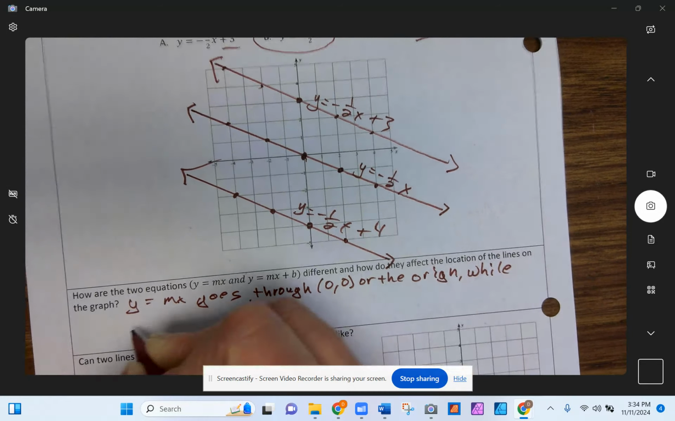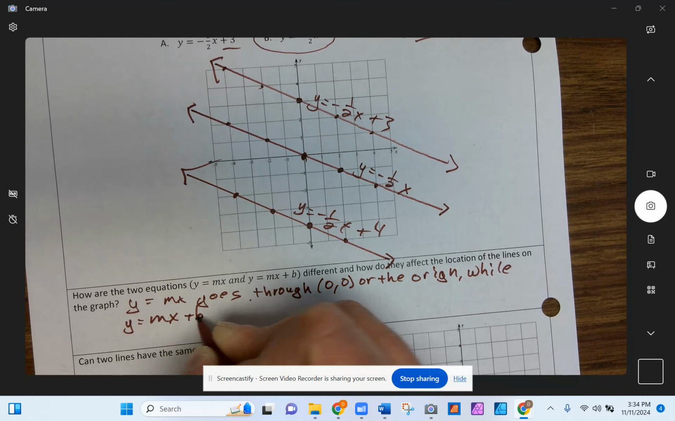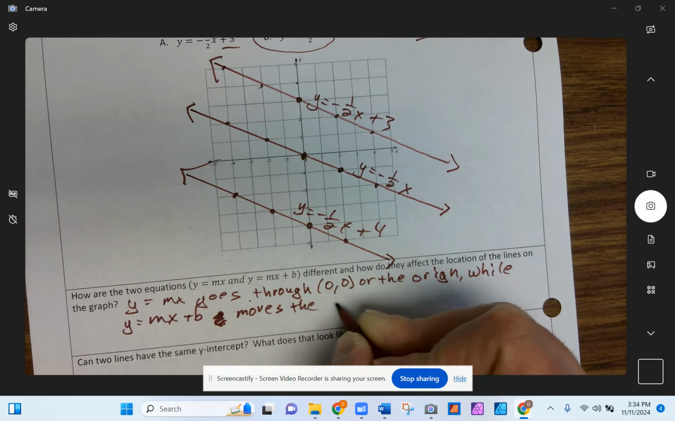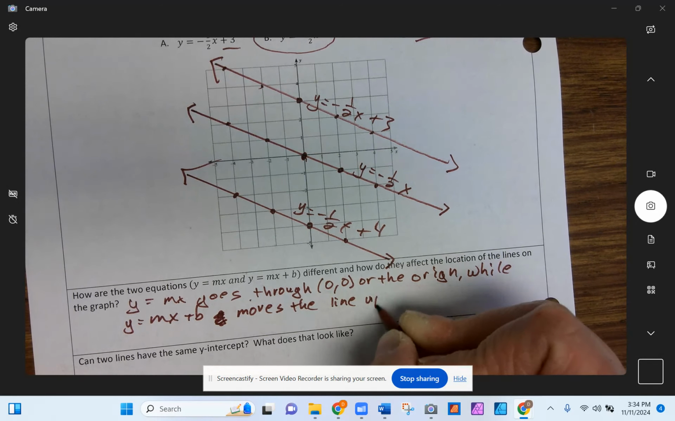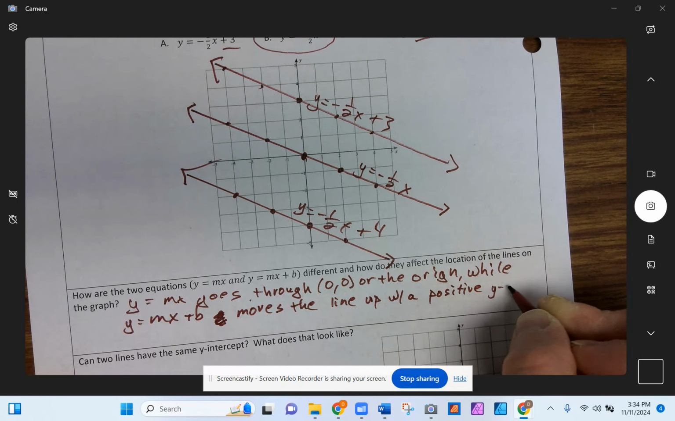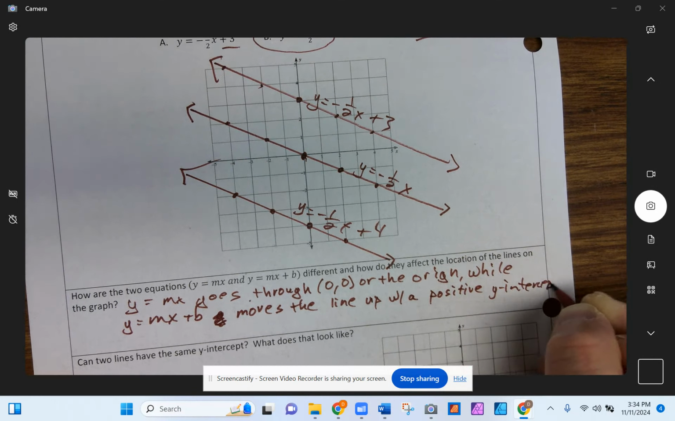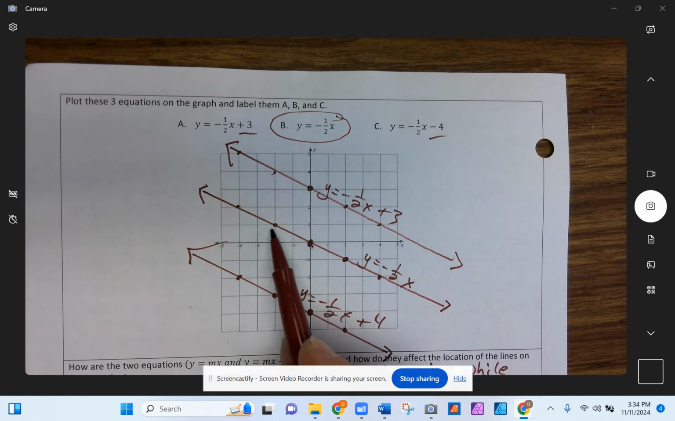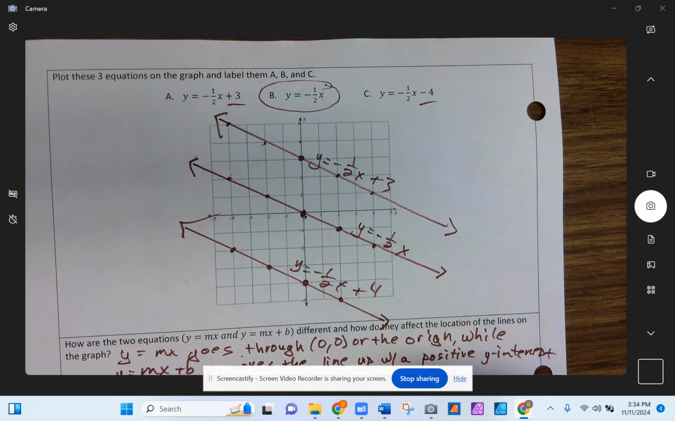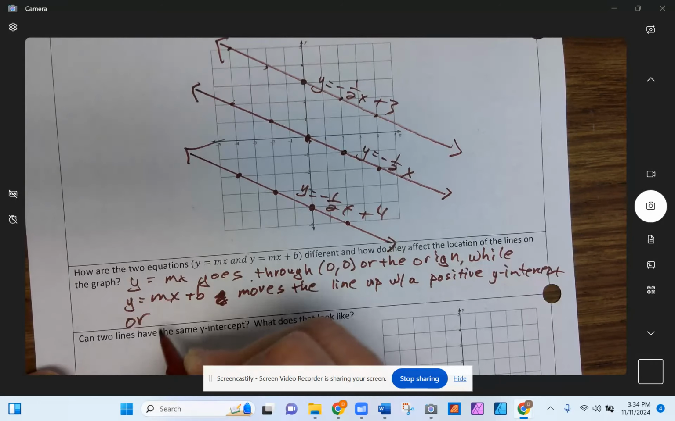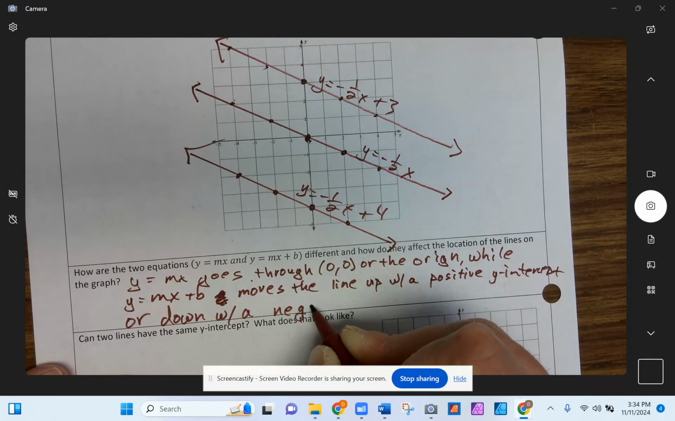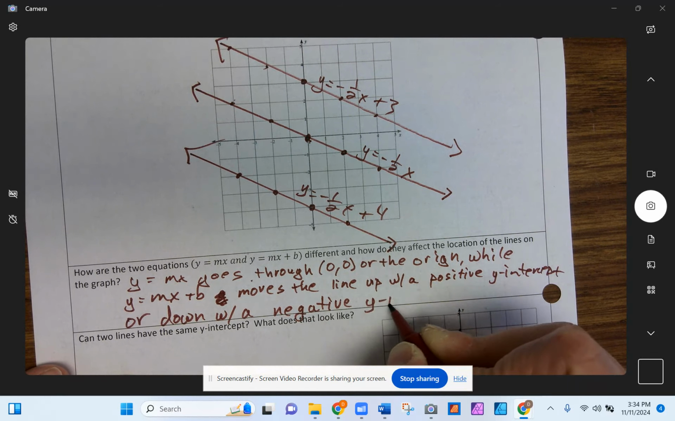While y equals mx plus b moves the line up with a positive y-intercept. Right, so we've got this plus 3. We basically take each point on the original and move it up 1, 2, 3, 1, 2, 3, 1, 2, 3, right? Or down with a negative y-intercept.